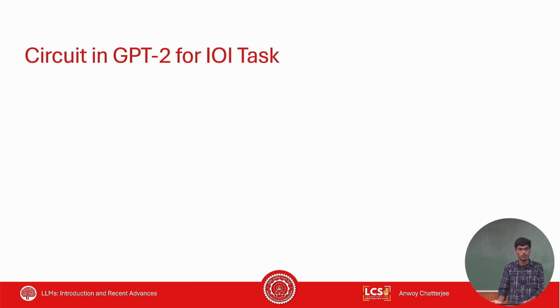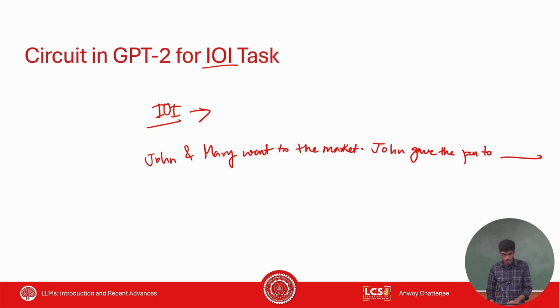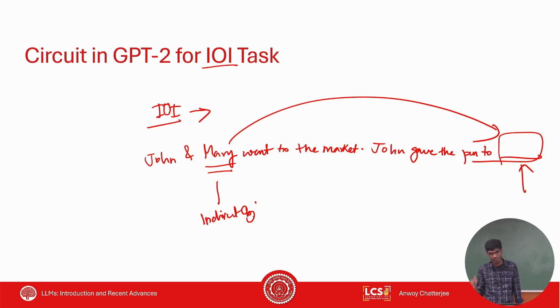So now moving from computer vision to NLP. First let us understand what an IOI task is. IOI stands for indirect object identification. Suppose I give you a sentence: John and Mary went to the market. John gave the pen to. Here the model has to predict what should come next. From the sentence we can understand that Mary should come in this place. So Mary is called the indirect object, and the task of the model is to identify the indirect object.